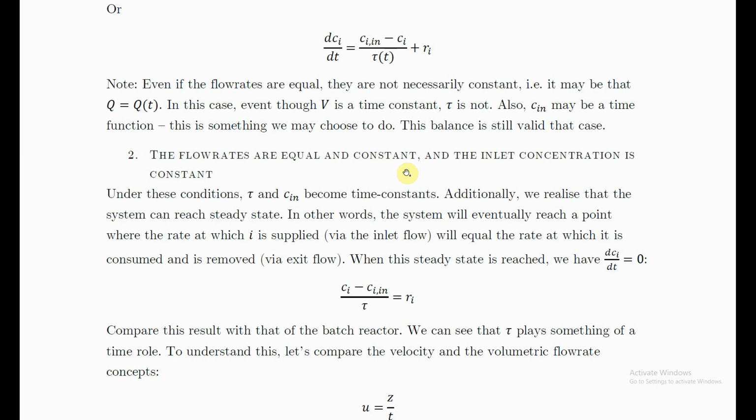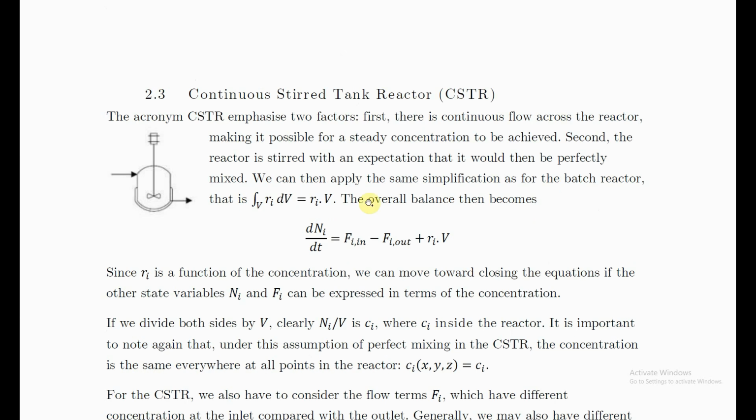So the flow rates are equal and they are not changing in time, and the inlet concentration is also not changing in time. If that's the situation, if these two are equal and they are constant, and your concentration here is constant, then we can easily imagine that this whole reactor is going to reach a constant state of operation. It's going to reach a constant concentration in here, and you will be producing your product at a certain constant rate here. And that doesn't mean that nothing's happening, right?